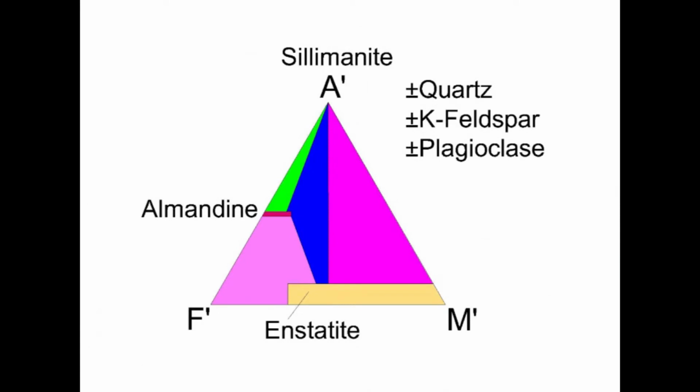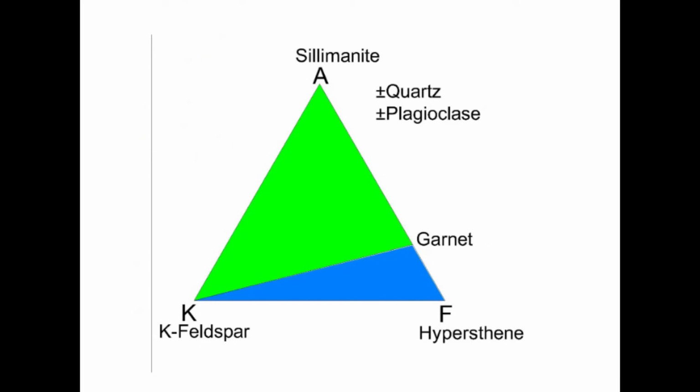Fourth assemblage is sillimanite plus or minus hypersthene plus or minus potash feldspar plus or minus plagioclase plus or minus quartz, also known as sillimanite hypersthene gneiss. The fifth assemblage is hypersthene, incsitite, potash feldspar, plagioclase, quartz, which is garnet free charnockite.